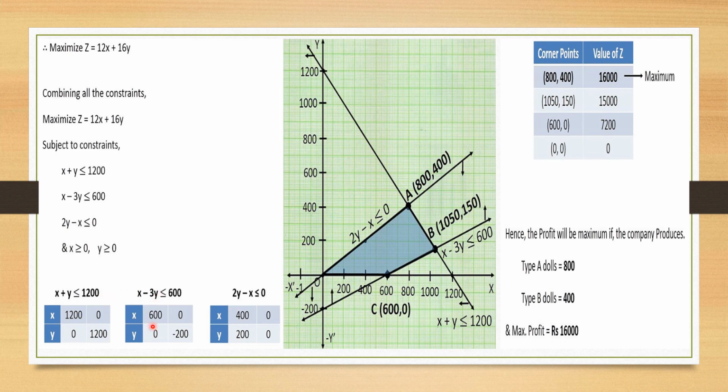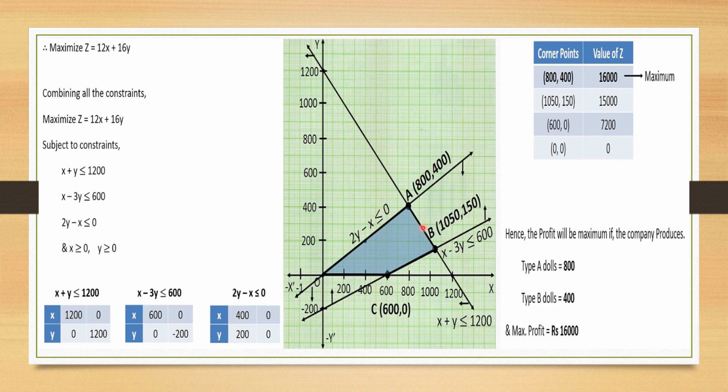For this one, when y is 0, x is 600; when x is 0, y is minus 200. Origin is again getting satisfied, 0 less than or equal to 600, shading towards the origin. For the third one, 2y minus x less than or equal to 0, such lines pass through the origin. So origin checking will not serve any purpose, but I'll plot 2 points. So 0, 0 and 200, 400 are coming, and I'll plot this line like this. This is your x minus 3y less than or equal to 600. Shading is towards the origin for this one also.